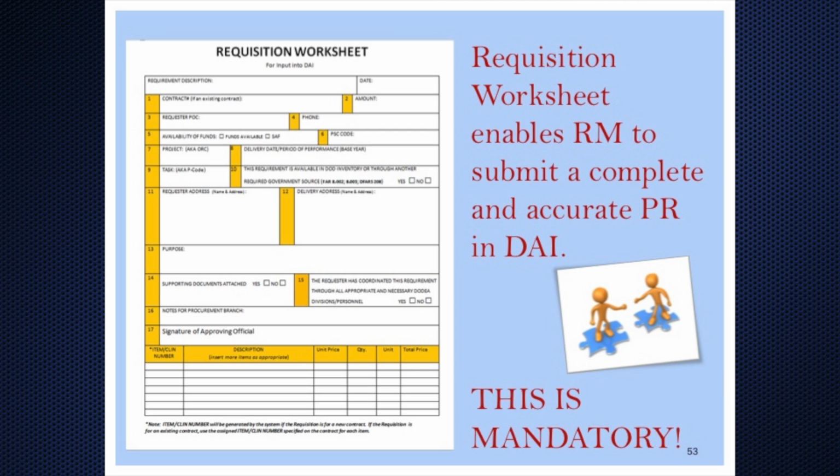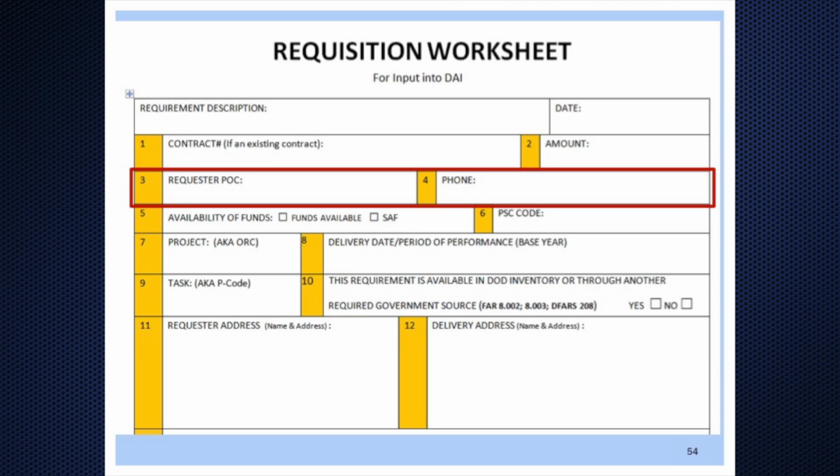And not only what you are asking for, but equally important, who is the person asking for it. So this is the top half of the requisition worksheet. And again, this could change, but this is what we have. The general format and structure of the requisition worksheet will always be the same. And I put a red square around probably the most important two blocks for procurement.